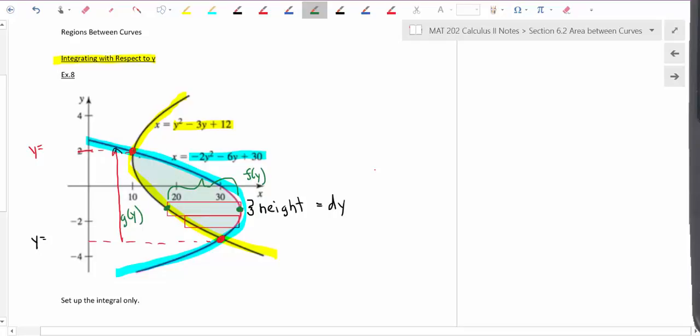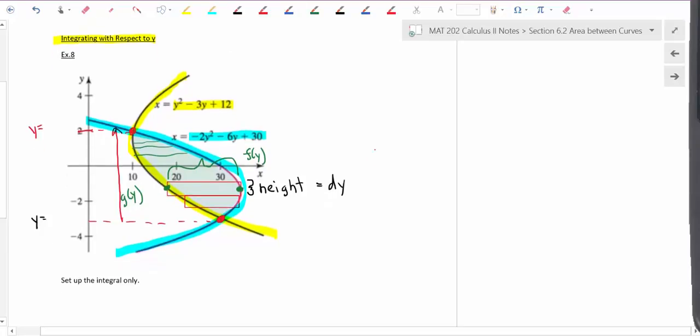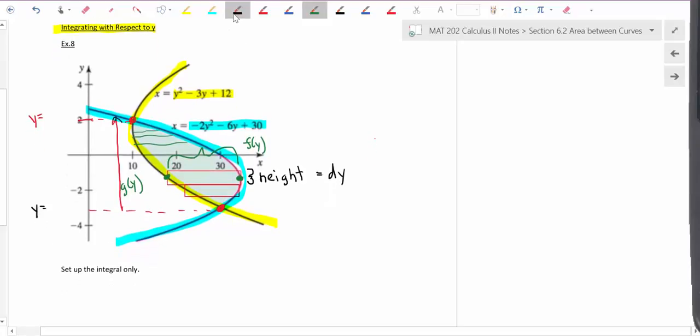One thing that's really important in this region that we're finding the area of: every rectangle that we would possibly have, this curve that I've highlighted in blue is to the right of this curve that I've highlighted in yellow. That's really important. That means we do not have to break this up into subregions. So we're going to go ahead and find the integral. The first thing we need to do is figure out what these limits of integration are. So we need to solve an equation in order to do that.